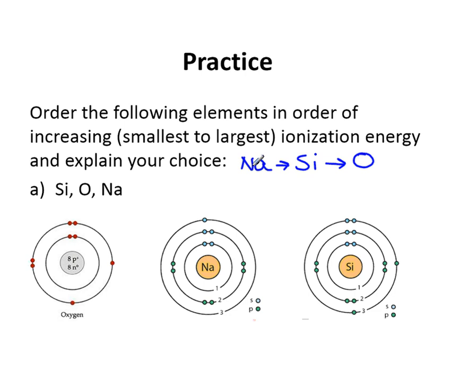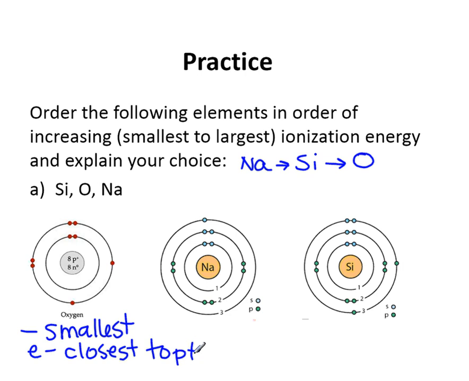So first of all, let's look at oxygen. Oxygen out of all the 3 is the smallest. So that means the electrons are closest to protons. So it's going to be the hardest to pull them away.